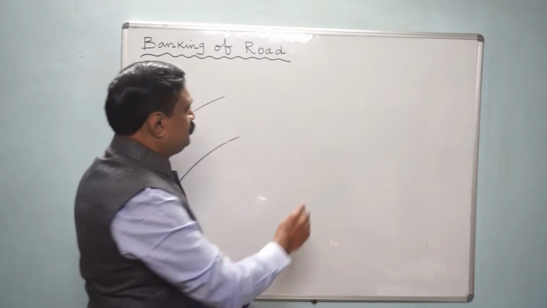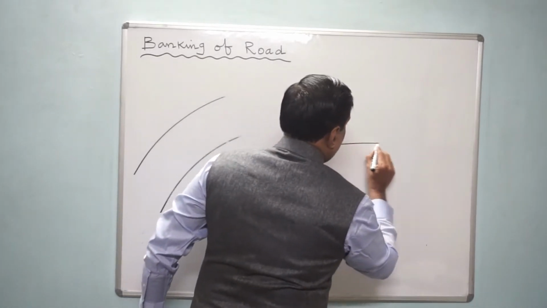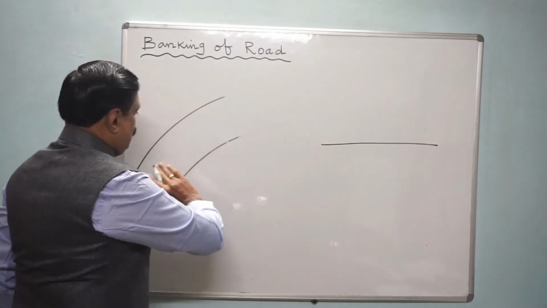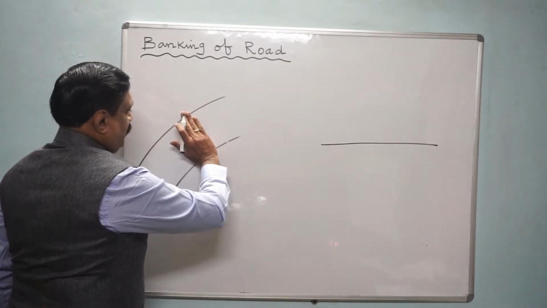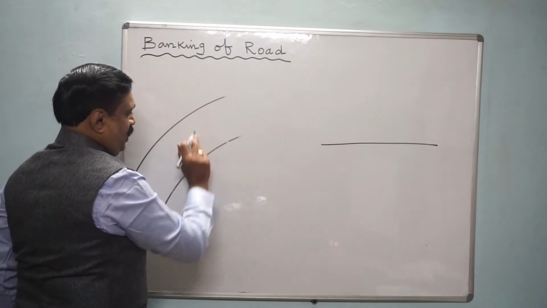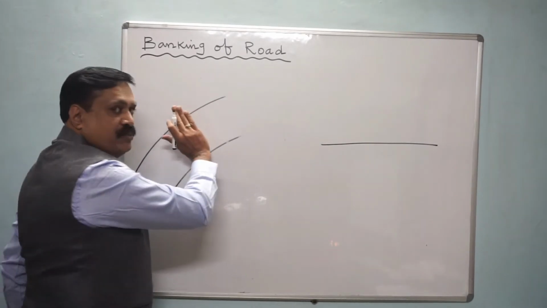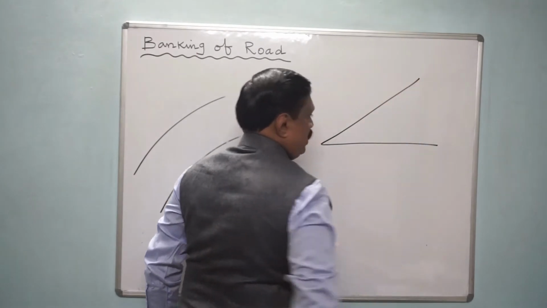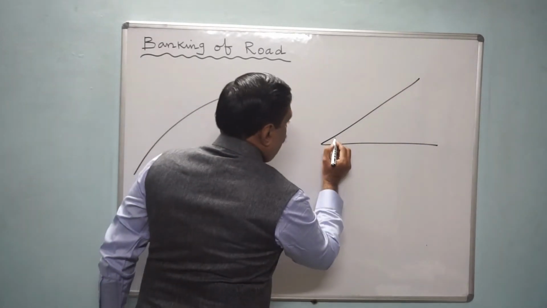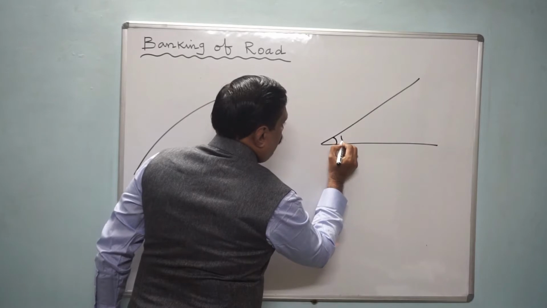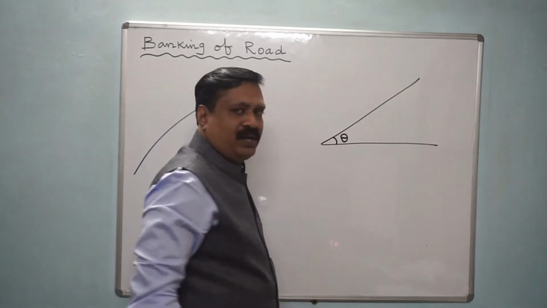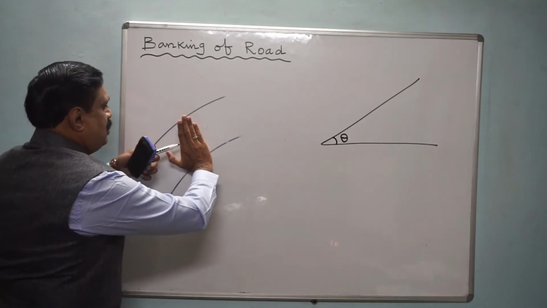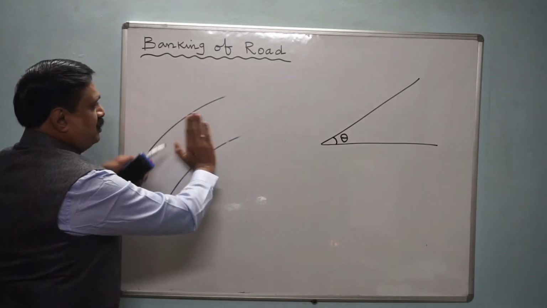Now, this is the horizontal surface. Now I am increasing, and that makes this angle. This is the elevated portion. This angle is theta. I am calling this the angle of banking. Now this is the elevated surface.